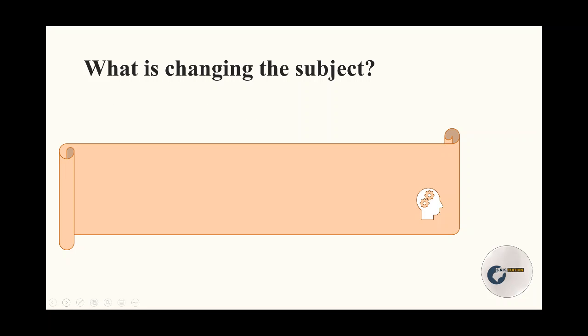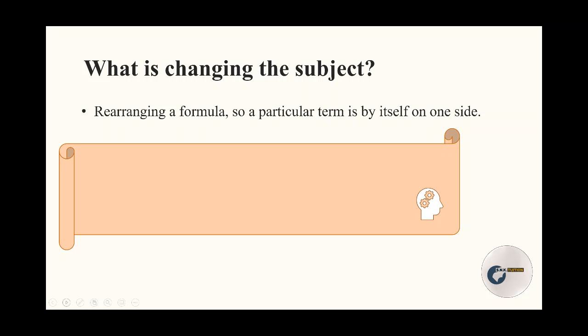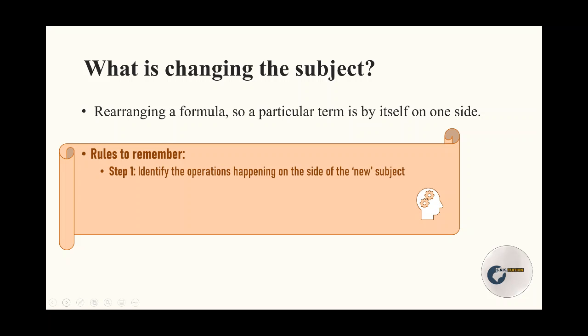So what is changing the subject? All it means is rearranging a formula. You'll be given a formula in the question, so a particular term or a particular letter is by itself on one side. So we have some rules to remember, which I'll run through quickly, but they'll make more sense as we're going through the examples. So step 1 is identify the operations happening on the side of the new subject.